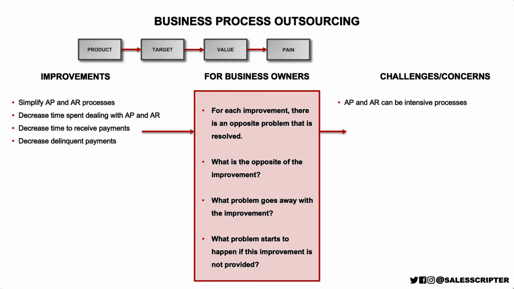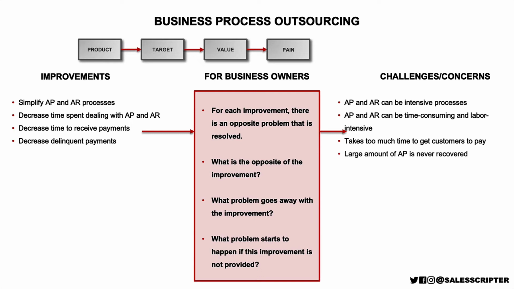And so the pain points for this script could be: AP and AR can be intensive processes. AP and AR can be time-consuming and labor-intensive. It can take too much time to get customers to pay. There can often be a large amount of AP that's never recovered.